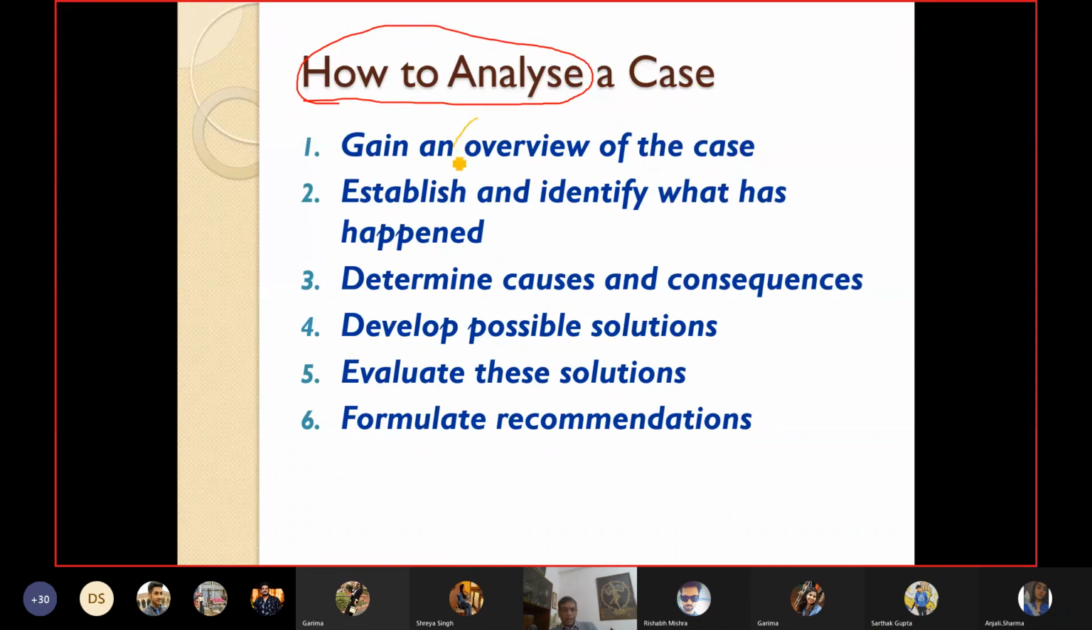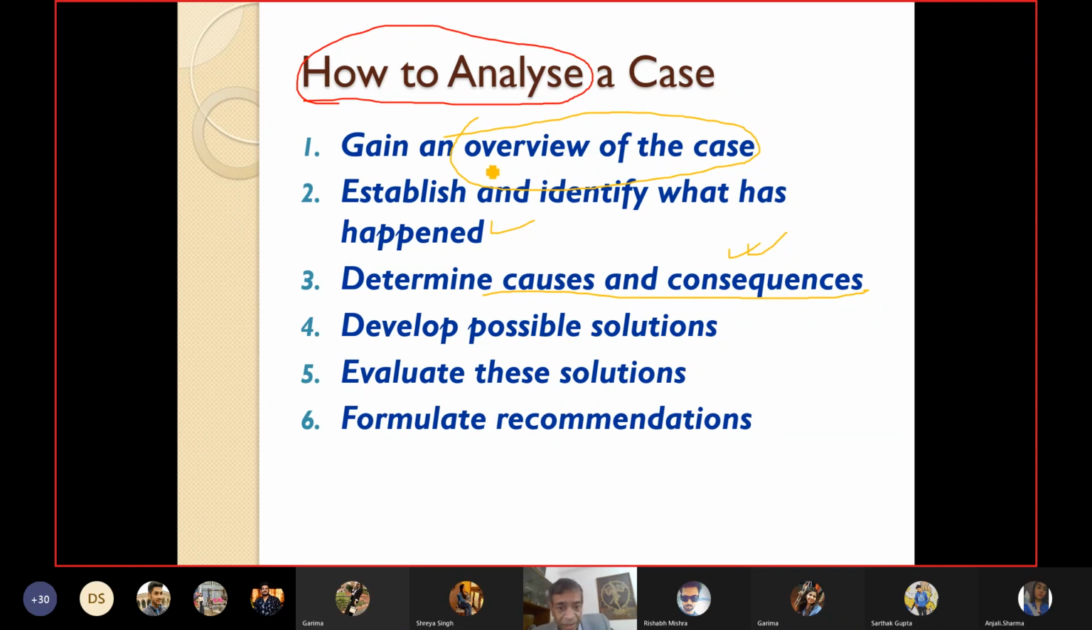So, firstly, get an overview of the case, identify the problems, determine the causes and consequences. So, if a company has succeeded, find out how it has succeeded. If a company has failed, find out why it has failed. Or a personality has failed, or an event has failed, anything it could be in a case, determine the causes and consequences. What led to this and what happened because it happened. That's called cause and consequence. Cause is what led to it, consequences after this. So what? What is the result of this?